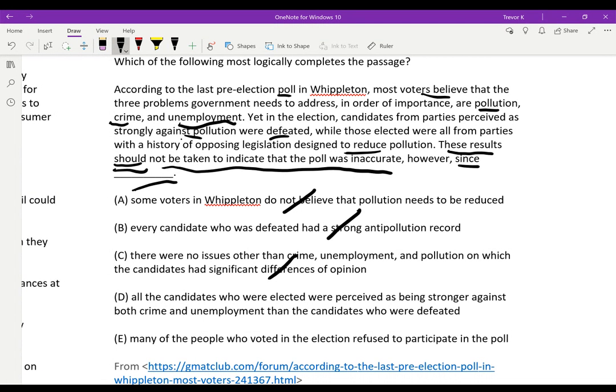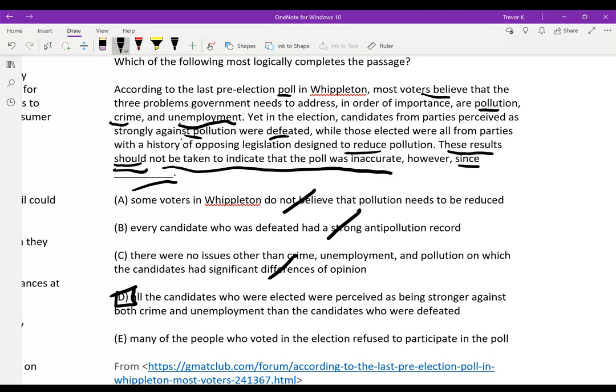This would explain why the anti-pollution people were defeated and the pro-pollution people were elected, right? The poll wasn't wrong. It's just that pollution is more important than crime and unemployment separately, but maybe not more important than crime and unemployment together. So D would explain how the poll could still be right, even if all the anti-pollution people were defeated.